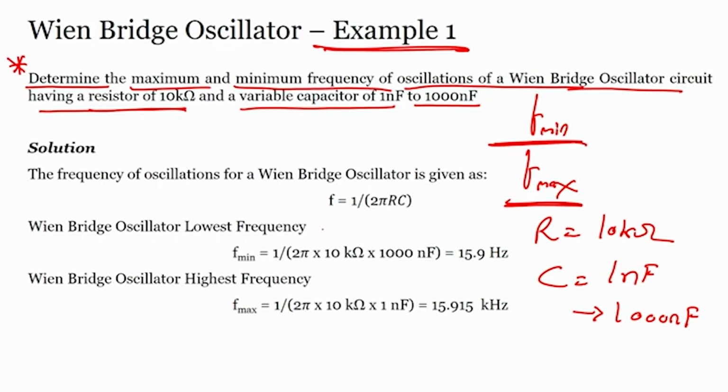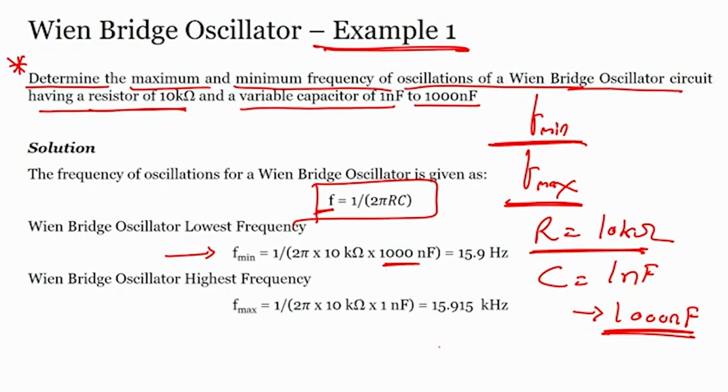Now, we know that in the case of a Wein bridge oscillator, the formula is f equals 1 by 2 pi R C, we know this, right. So, if I want to find f minimum, what will I do? I will have f minimum equals 1 upon 2 pi, R we know is 10 kilo ohm, and for minimum frequency, C should be maximum. So, I consider the maximum value, 1000 nanofarad, because frequency is inversely proportional to C, that is why C should be maximum to find f minimum. So, my value is 15.9 hertz.